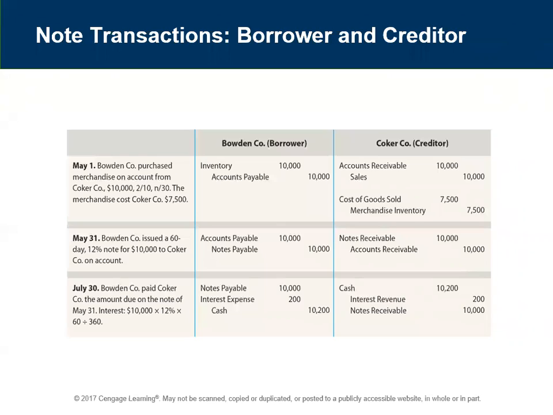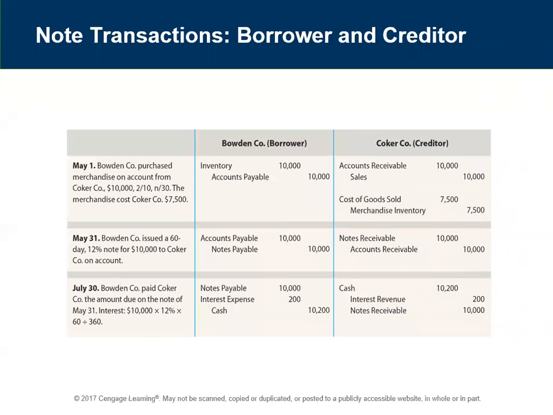Okay, so for example, on May 1st, Bowden Company purchased merchandise on account from Coker. Well, that's just a typical purchasing of inventory. Okay, we reviewed that in chapter 8.